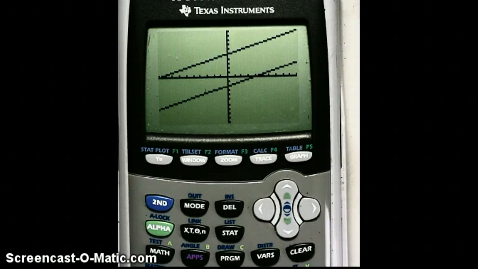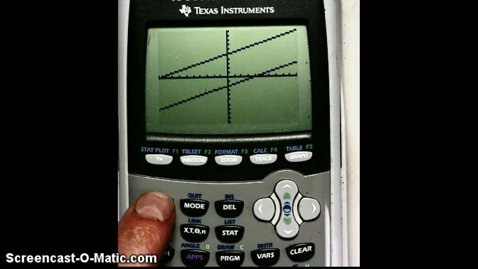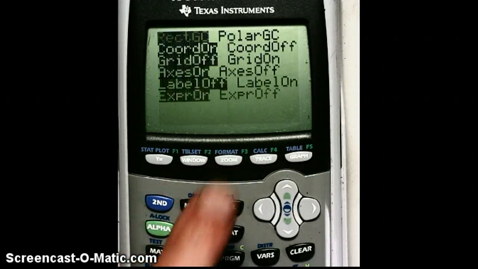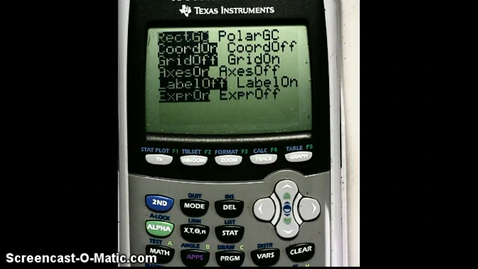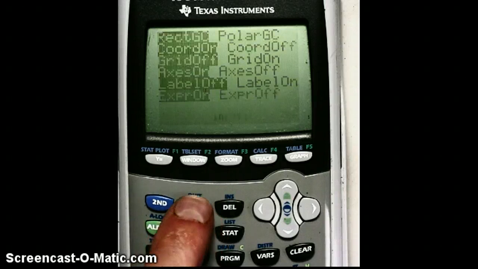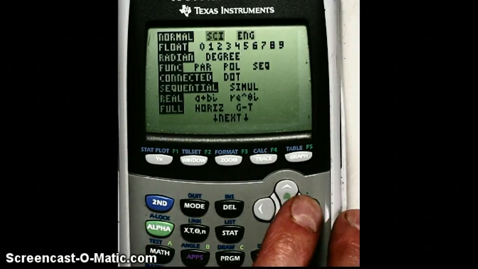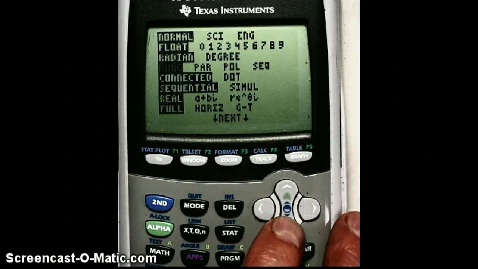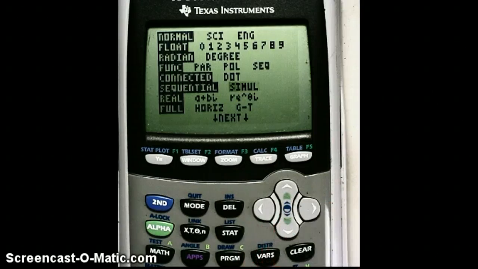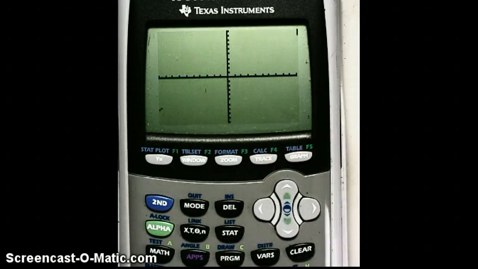You may be able to see this another way. If I go to my mode and I click on, instead of sequential, I click on simultaneous and then hit graph, you know, it kind of shows the both of them are going in the same direction, or they're parallel, kind of like railroad tracks or lanes that you're driving in with your car. All right, so there you go, parallel lines.